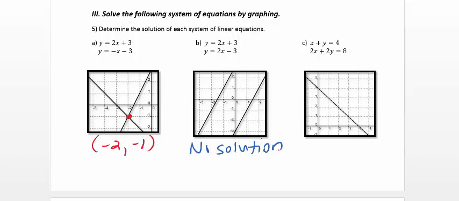In part C, we're given the equations x plus y equals 4 and 2x plus 2y equals 8, and both of those lines are graphed. And you can see on the graph that both of them are lying right on top of each other. That means the lines coincide with one another. Then we have an infinite number of solutions because every single point on the line is a solution. Both equations share all the exact same points.